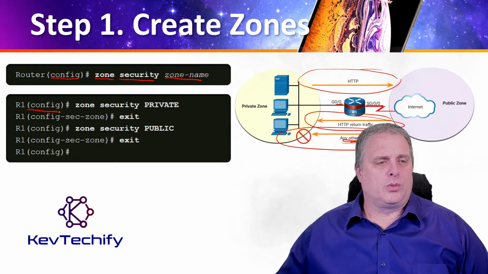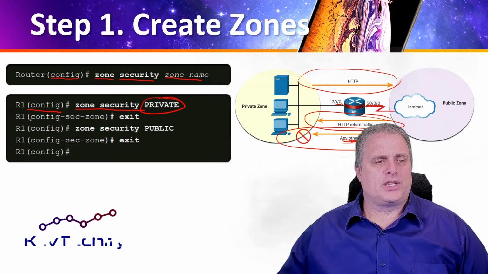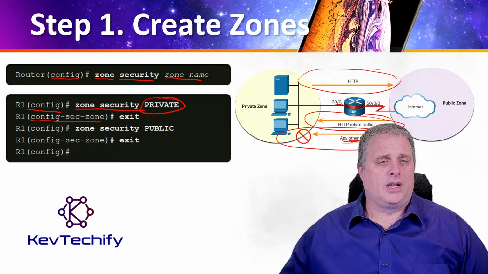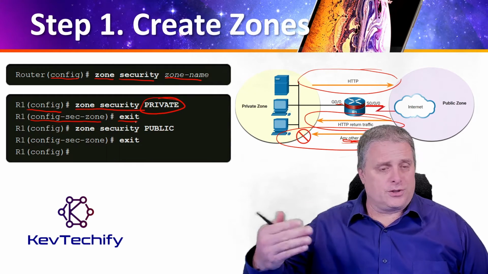Once again, we are in global configuration mode, zone security. Then we put our name in here. So we're going to create a zone called private. Notice that our prompt has changed. Now we are in the configuring a security zone prompt. So once we create that zone, all we're doing is exiting, because that's the first step we're doing.